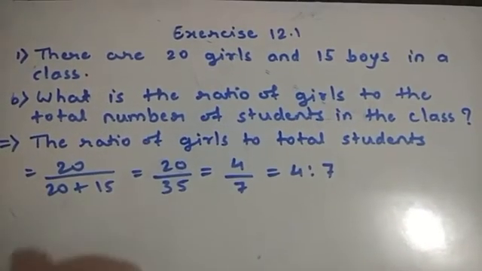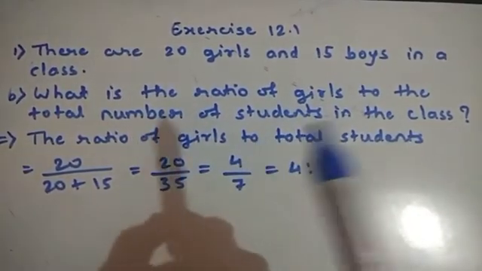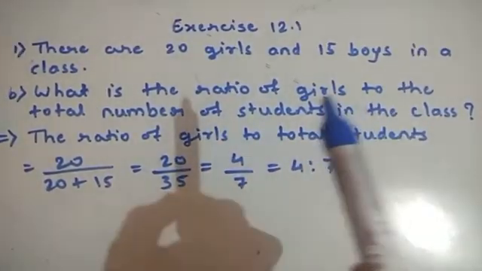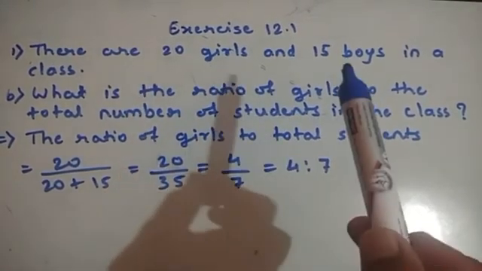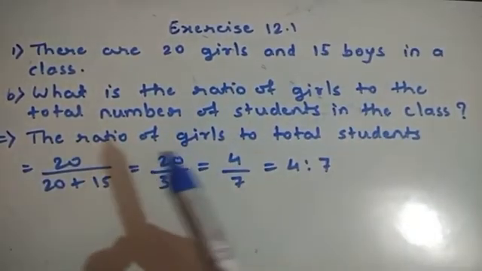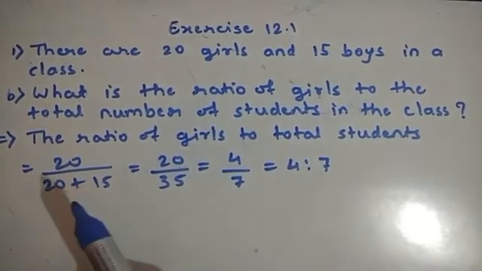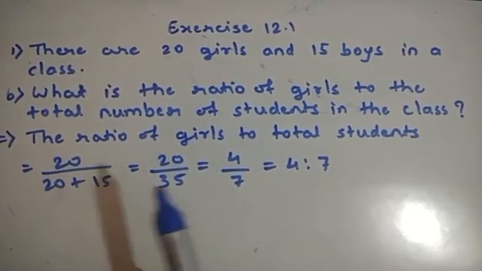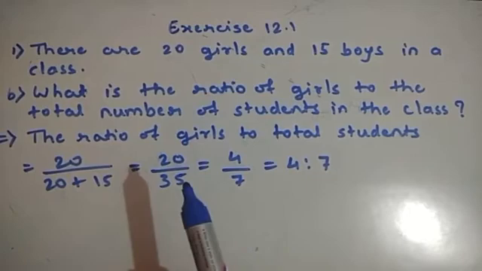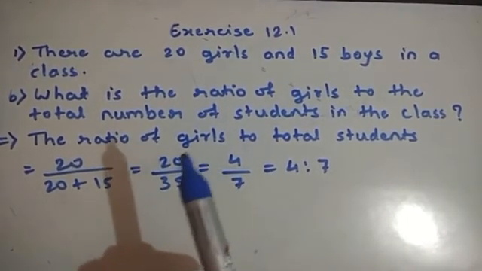In that only, one more question you can see here. What is the ratio of girls to the total number of students in the class? Now, number of girls we know, as well as total number of students we can see here 20 plus 15. That is, the ratio of girls to total students is equal to 20 upon 20 plus 15. That is, 20 girls we have and 20 plus 15 total students we have. Therefore, 20 upon 35, this we can reduce to its lowest term by dividing both numerator and denominator by 5.